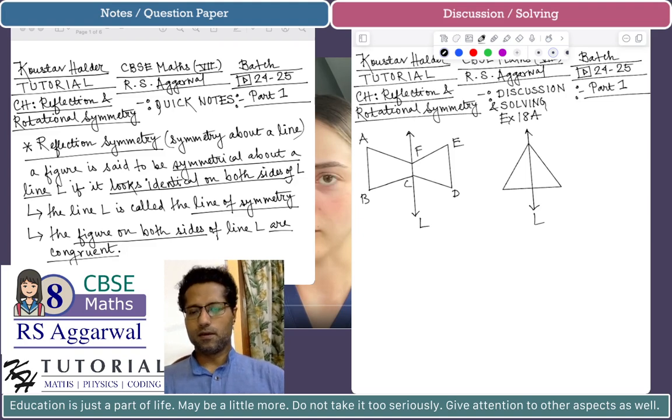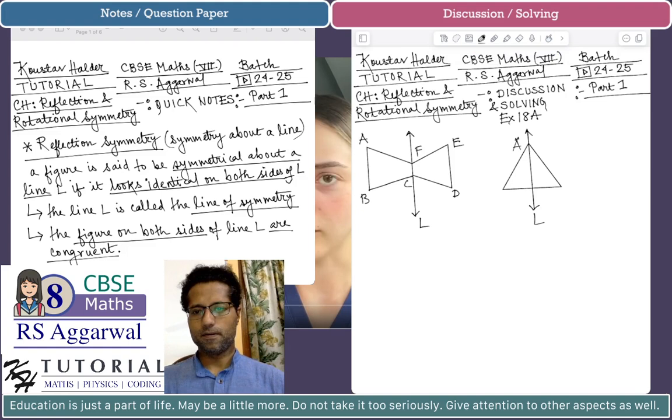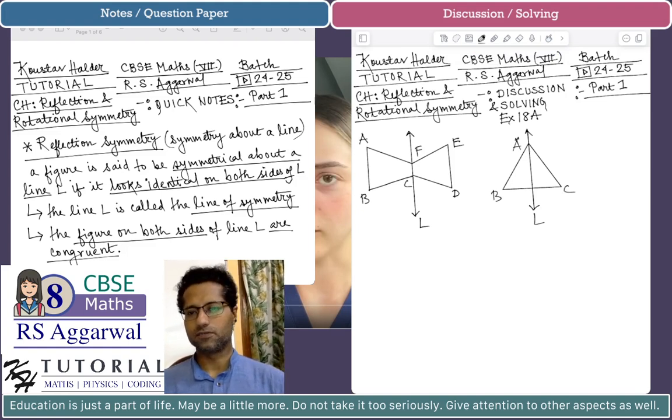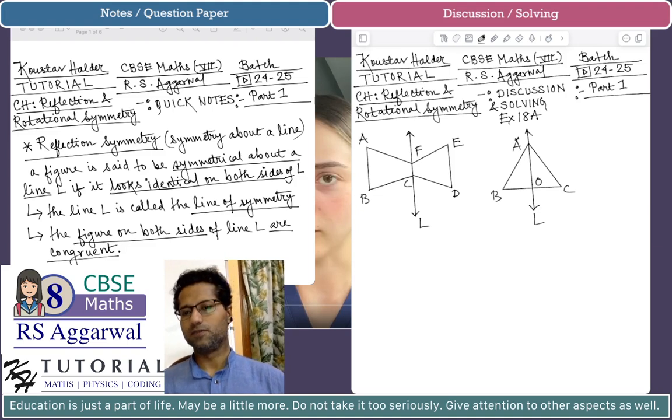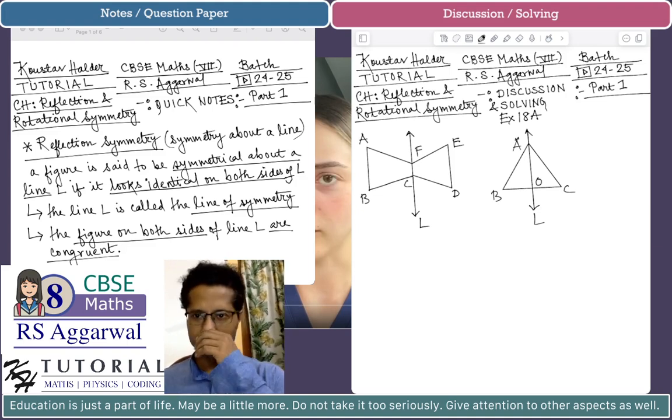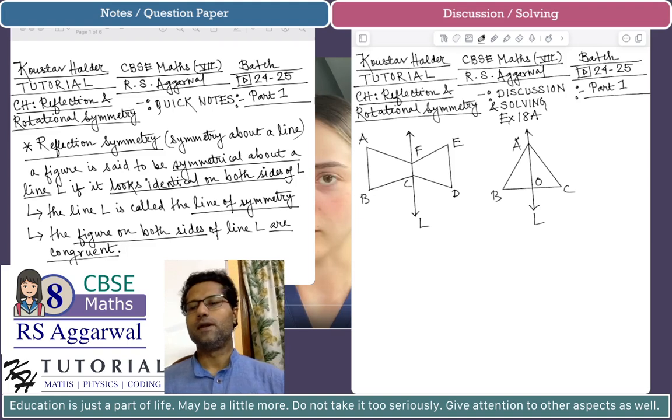Now clearly, so the right hand. So let's say this triangle is ABC. The actual original figure is ABC, which is a triangle. Now it is symmetrical about the line L. That is, let's say this is the line of symmetry L. Let's say it is passing through the vertex A, and it is intersecting the side BC at point O.